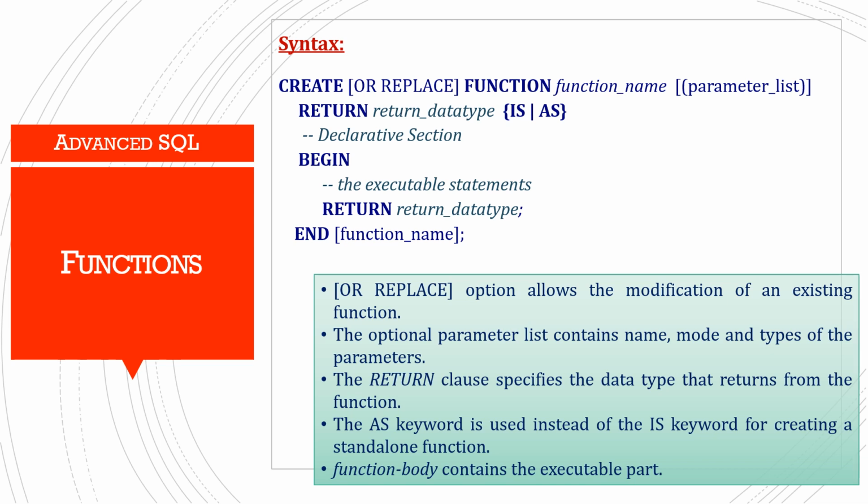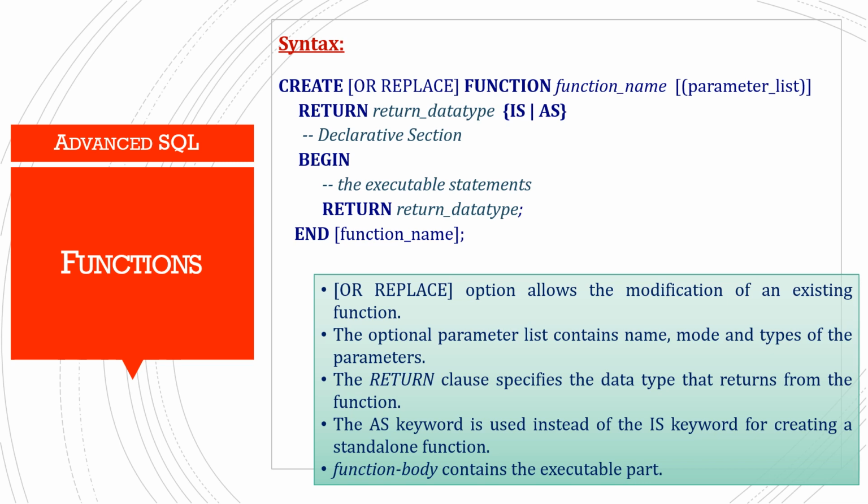So the OR REPLACE keyword allows the modification of an existing function. So it creates a function or it replaces the existing function. So it modifies the existing function if you specify the option OR REPLACE. Then the optional parameter list contains name, mode, and the type of the parameters, for example, X IN NUMBER. Then the return clause specifies the data type that returns from the function.